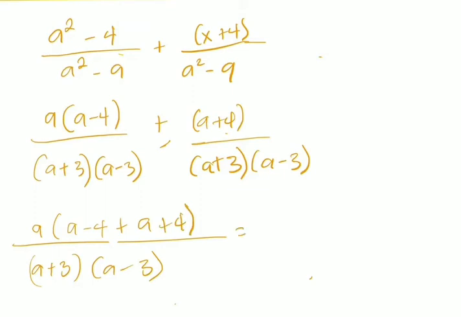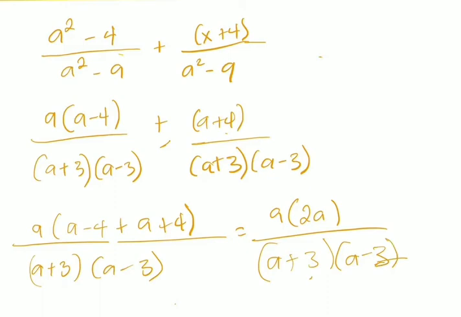So our final answer is going to look something like a plus a, 2a, negative 4 plus 4 would be 0, over a plus 3, a minus 3. And this would be our final answer. If we ended up with, let's say, a minus 3 on the top, we could cancel it out with the one in the bottom. But this would be our final answer for this question.